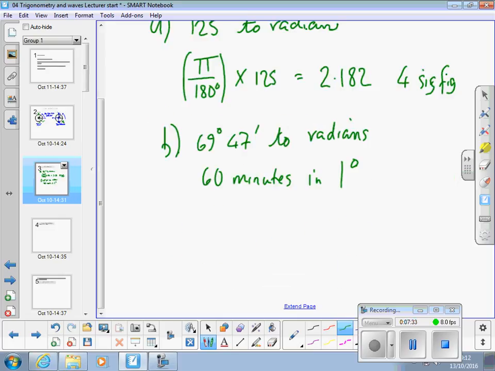So how are we going to do this? We know we've got to do equals pi over 180 degrees. Got to do that bit. We're going to multiply it by 69 degrees and 47 sixtieths for the minutes. Yeah. We should get an answer.